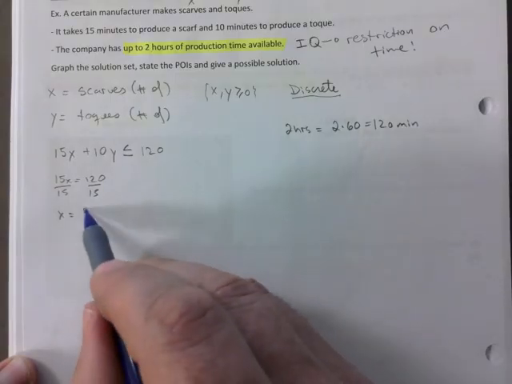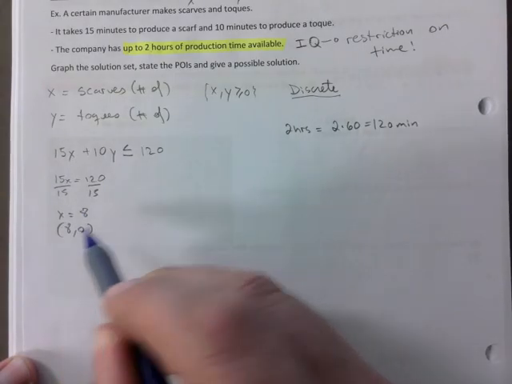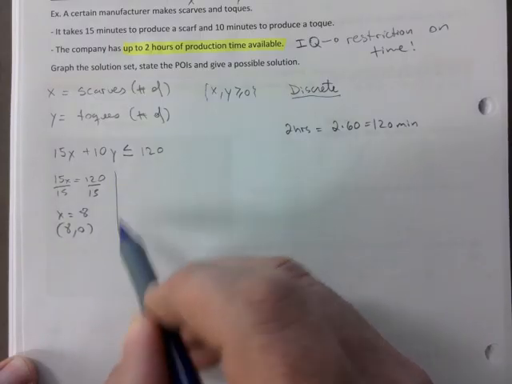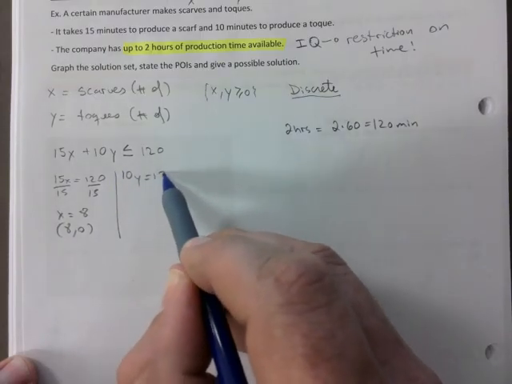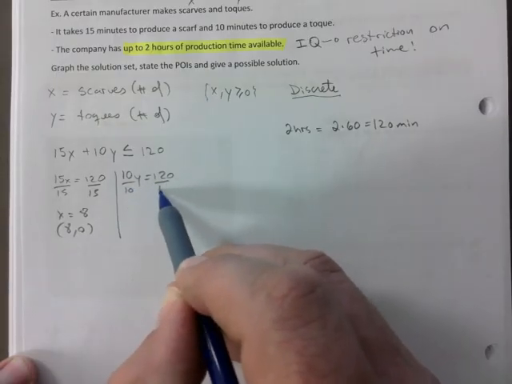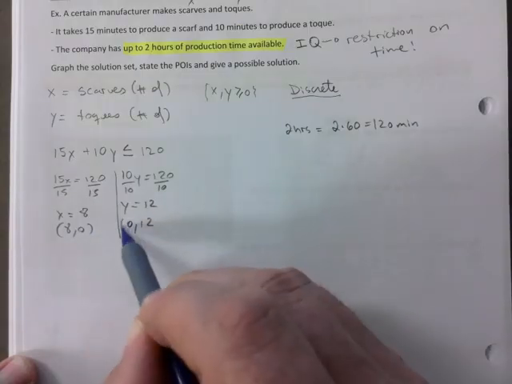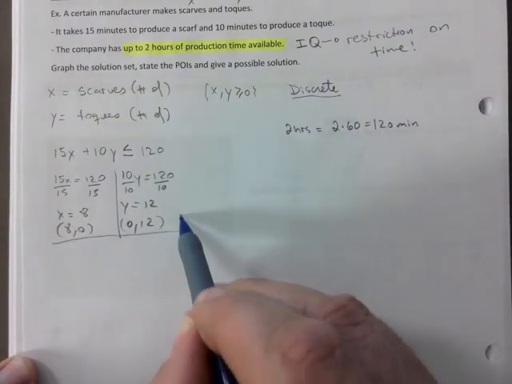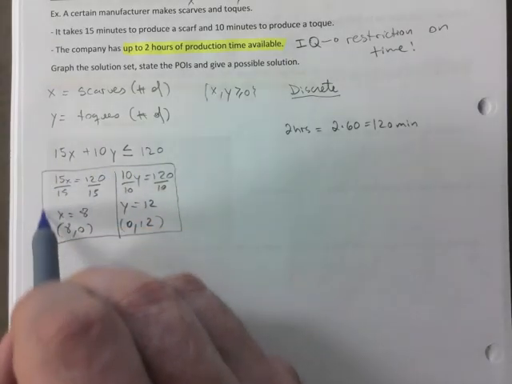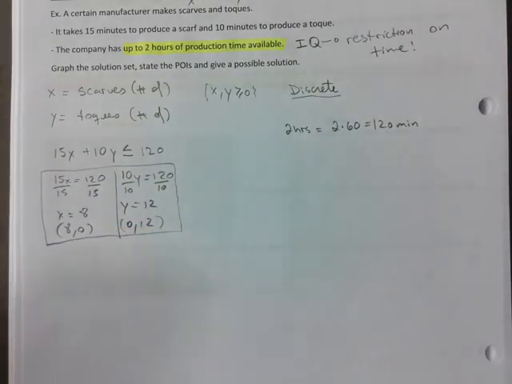120 divided by 15 is 8, so 8, 0. We're going to do the y-intercept. 10y is equal to 120. That's 12, so 0, 12. As I said, this part right here shouldn't take you very long down the road.